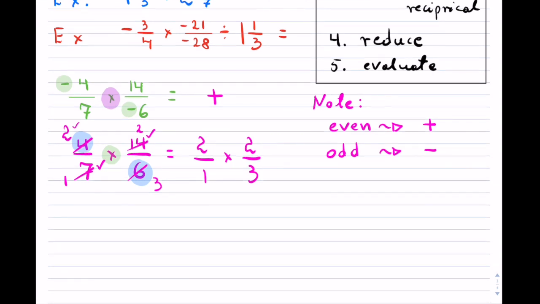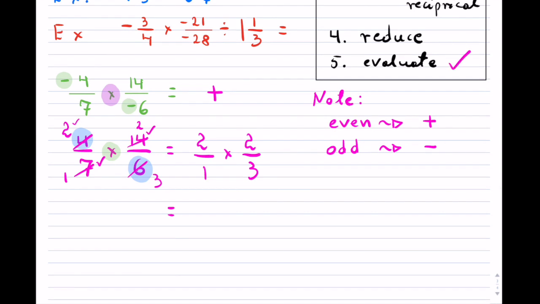Now I can't reduce this any further because these are just prime numbers that don't go into each other, meaning 3 doesn't go into 2. Now I can use the basics of multiplication to evaluate. So 2 times 2 is 4. 1 times 3 is 3. The answer was positive. And now if you want to, you can change this to a mixed number. 3 goes into 4 once, and the leftover is 1 over 3. And you are finished with the first example.